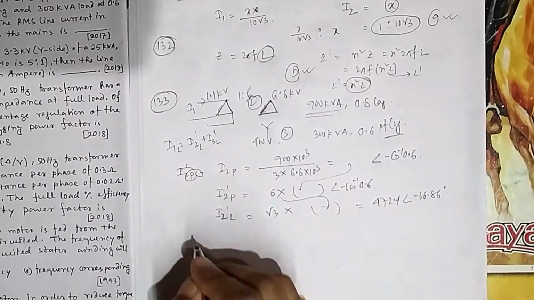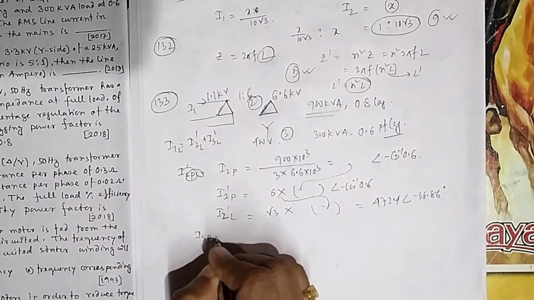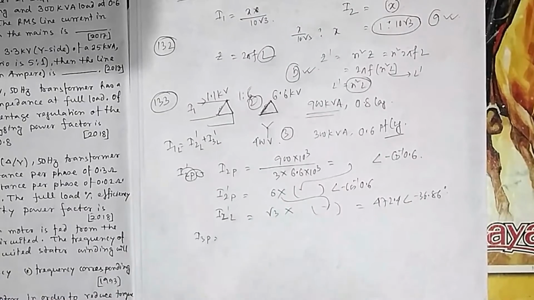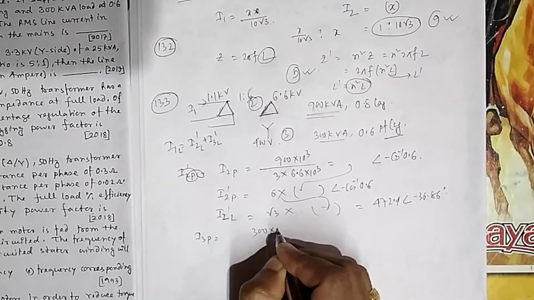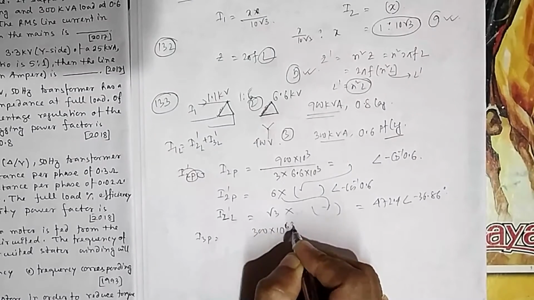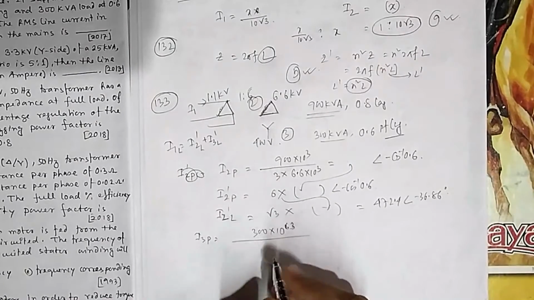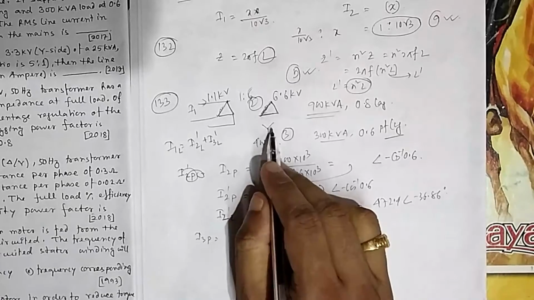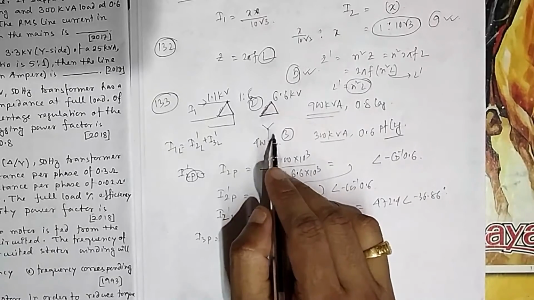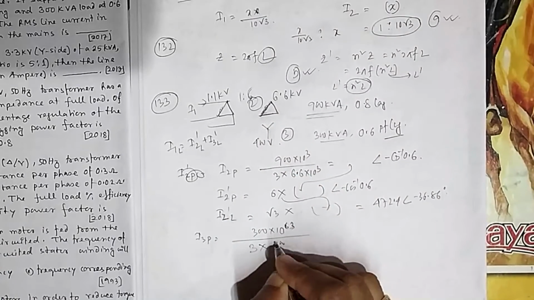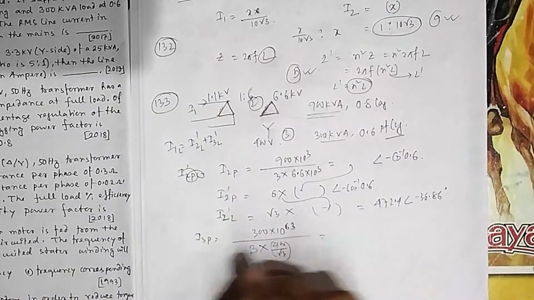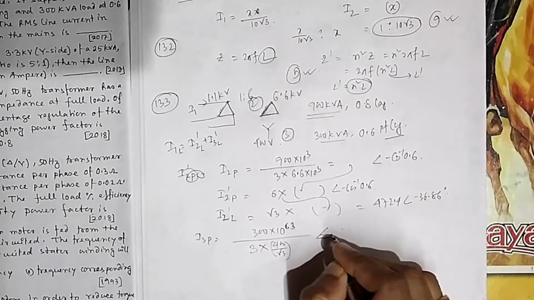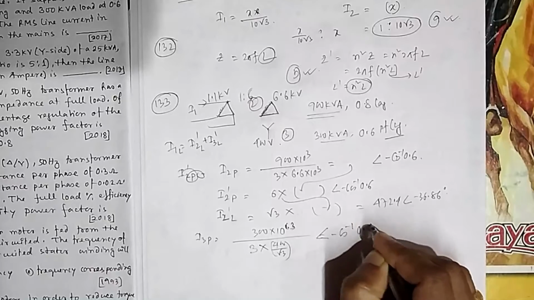Similarly, you come for I3. So first you do I3 phase. Always calculate phase, then you convert to line. So again here it is 300 kVA, so 300 into 10 to the power 3 divided by 3 Vp Ip. What is Vp here? 400 is a line voltage, because it is star, so it should be 400 divided by root 3. So it is Vp. If you convert it, you get it at an angle of minus cos inverse 0.6.